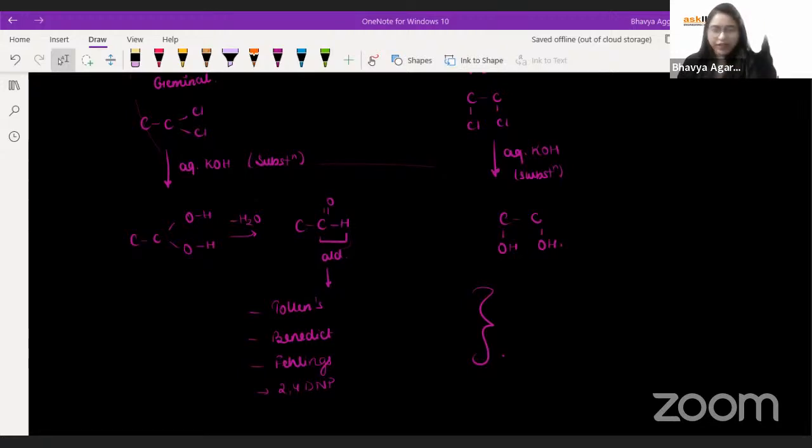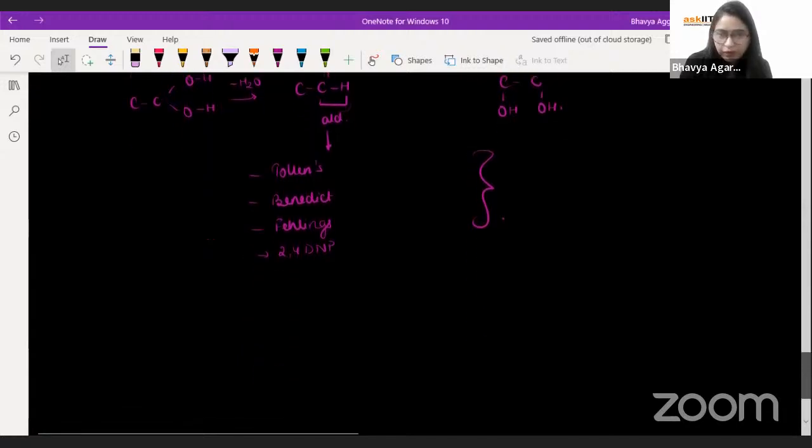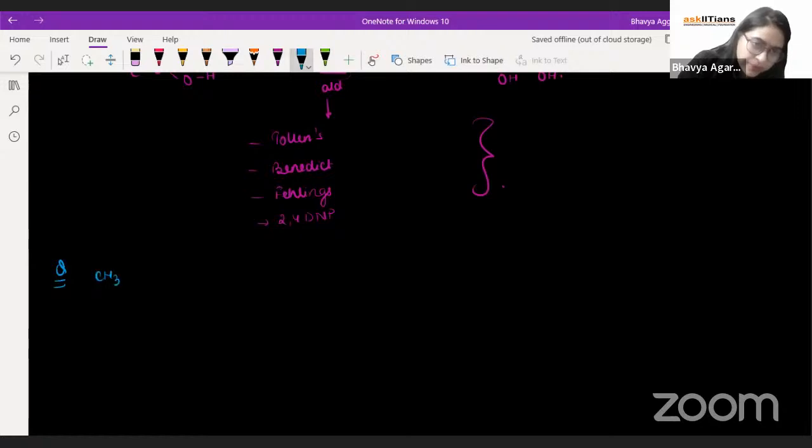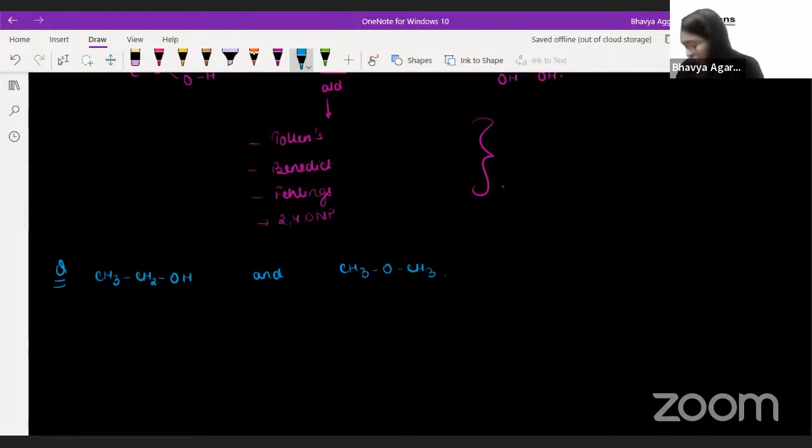For example, I'll give you another question. It's a very simple question, but let's see how you do it. Though it's not related to this chapter, it's related to the next chapter, but that chapter is also coming in your examination. I have this alcohol versus this ether. Same molecular formula, different functional groups. How will you do the distinguishing?